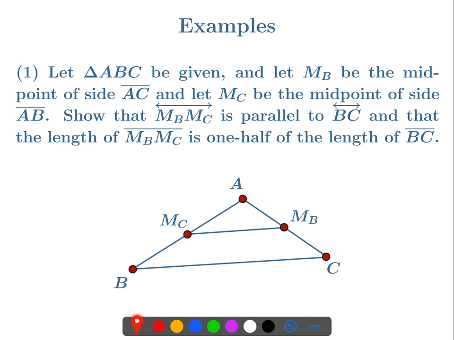So this follows fairly easily by looking at these two triangles, the small one up here and the big one, ABC. These two triangles are similar. And by using ratios of corresponding sides, we can see that the segment from MC to M sub B is half the length of the segment from B to C. That's because this is half of this length. And we can look at these two angles and see that they're the same to deduce that these two lines are parallel.